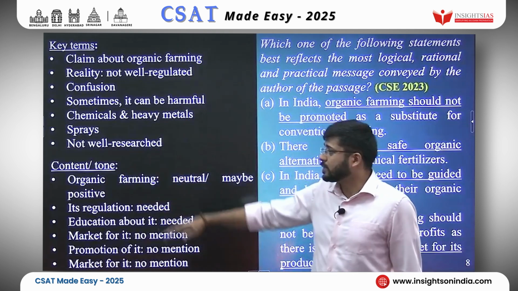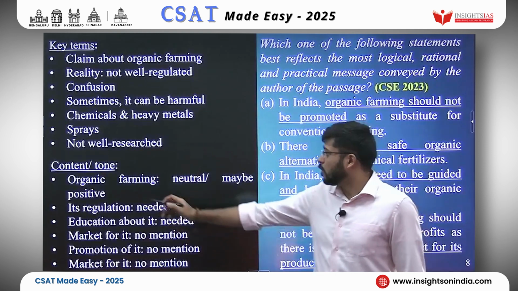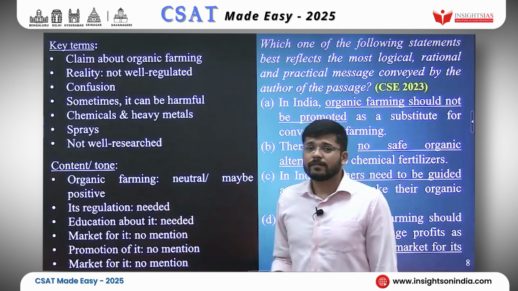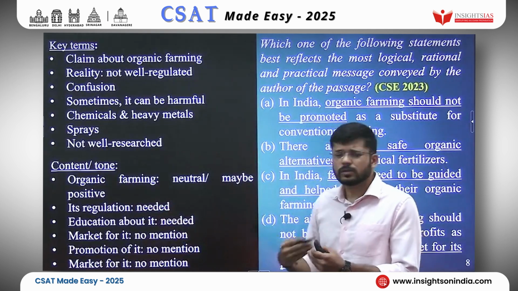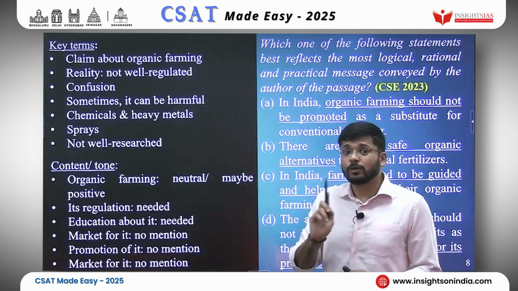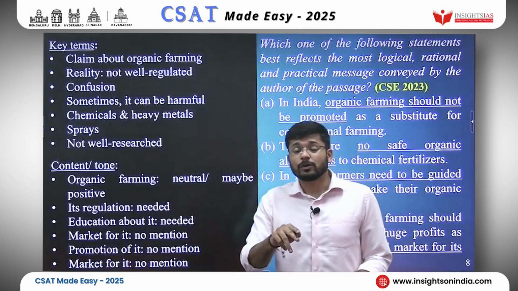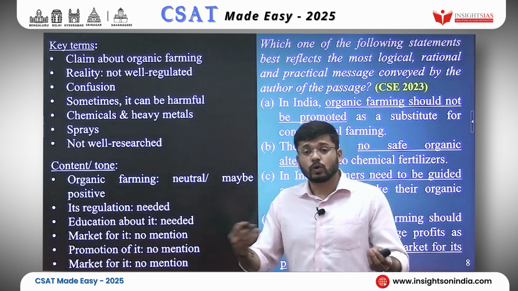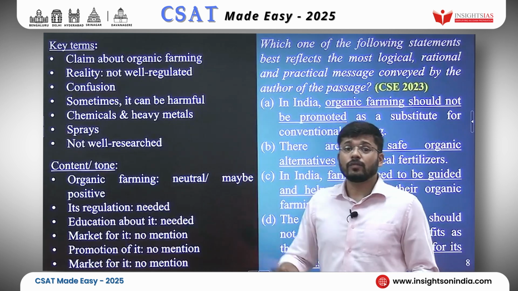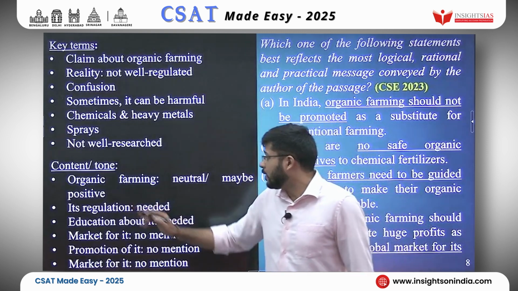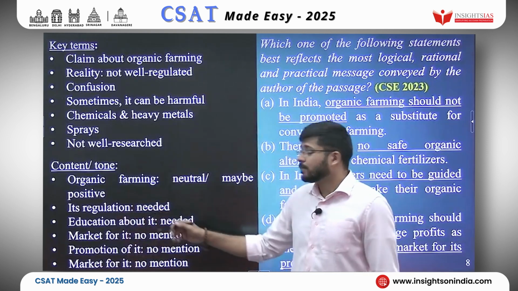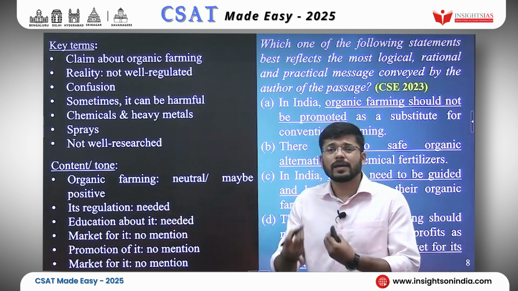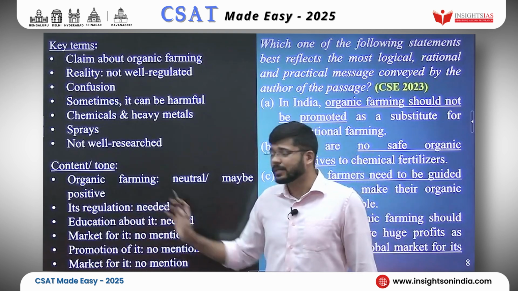Okay. Now what is the content or tone of the passage? What tone does the passage express about organic farming? It is either neutral or a bit positive also. It is not negative about organic farming at all. It is negative about the lack of knowledge of organic farming, or lack of knowledge of how to do it, and lack of regulation of organic farming. And then what does it say about its regulation? It says that there is no regulation, so it suggests that regulation is needed.